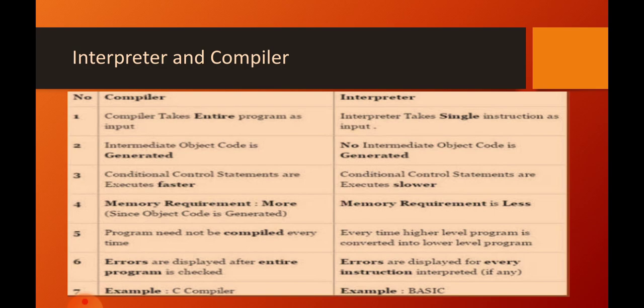So you can calculate that if a compiler is compiling the complete program, it will take a short time and complete the program soon. But interpreter takes a long time because it is checking line by line. Compiler generates an object code, but interpreter does not generate any object code. Memory requirement: compiler needs more memory because object code is generated. But interpreter needs less memory because it does not generate any object code.